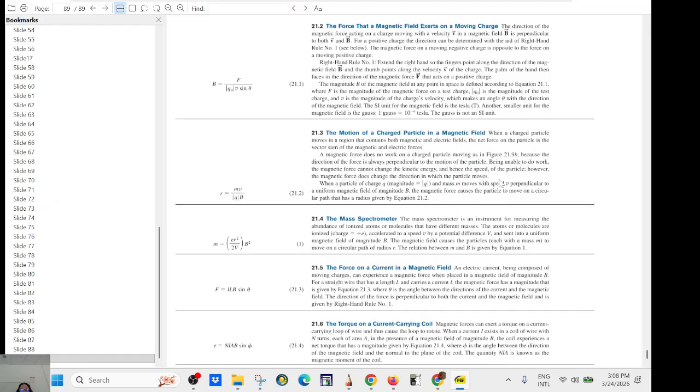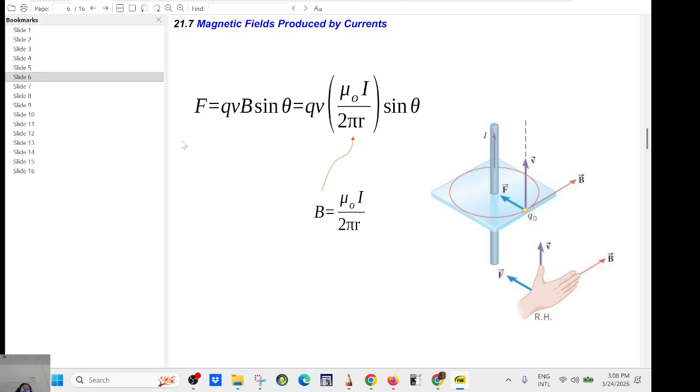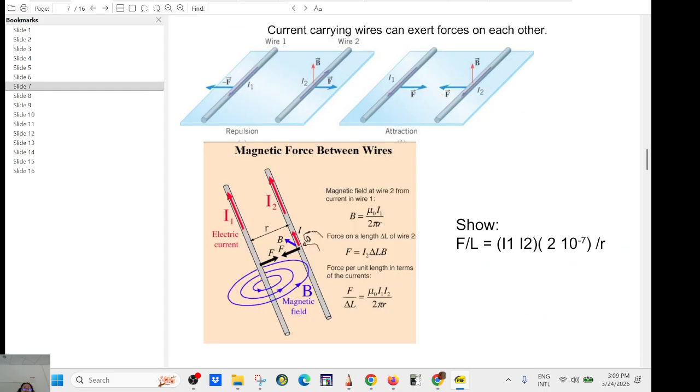Any question? Oh, I'm lost. Okay. You see, that's the equation of the force: Q, V, B, and the angle between V and B. And B is from the straight wire. So the angle here is between V and B. It's 90 degrees, so it's going to be 1. Okay? Make sure you do your assignment as you go along.